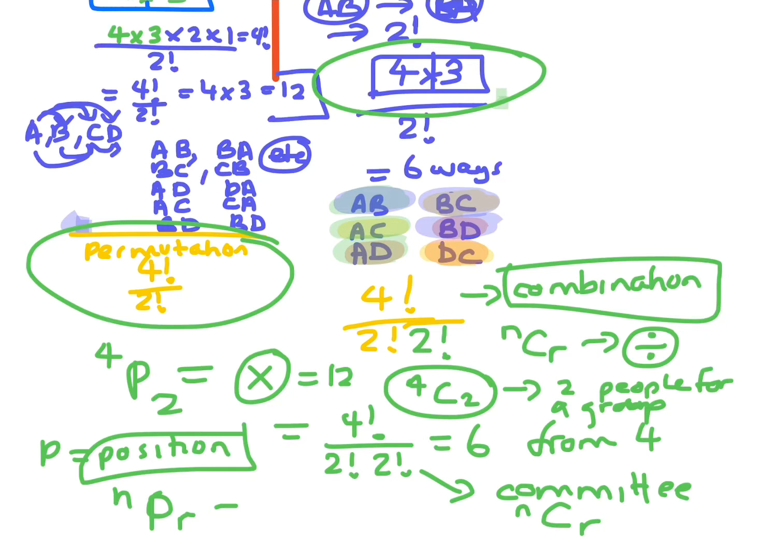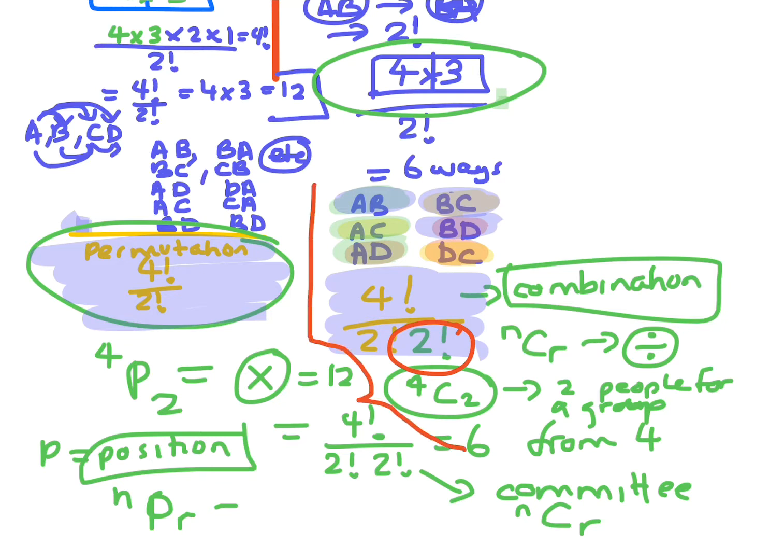But I want you to realize that the only difference between these two scenarios is that the combination one is dividing out the number of ways that the group can be arranged within itself. So the two that you choose can be arranged within themselves. So if you were choosing not 2 but 3, then how many ways could that be arranged within themselves? You'd have to divide out 3 factorial.